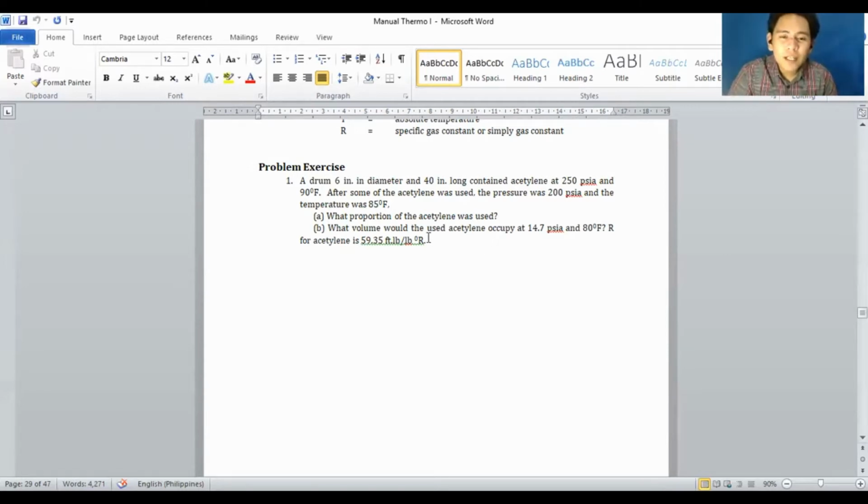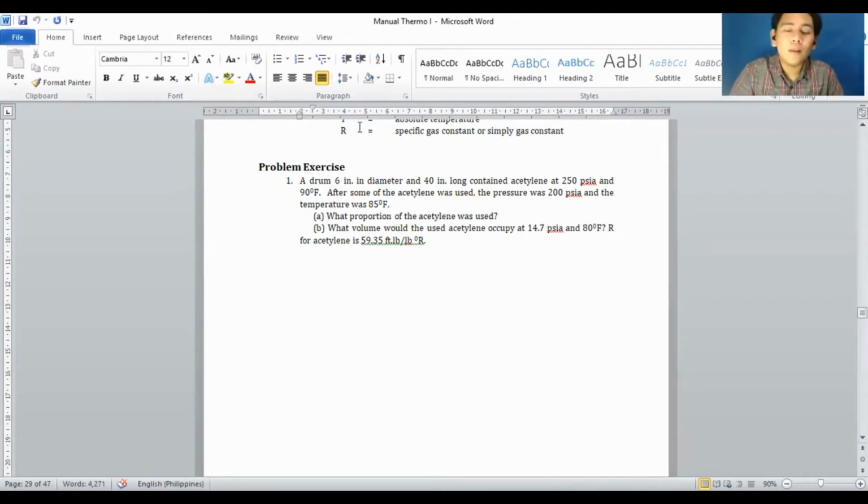So now, what are the givens? The givens are a volume, with the diameter, which is 6 inches, and 40 inches long. Then we also have a pressure 1, which is 250 psia, and temperature 1, which is 90 Fahrenheit. Next, your pressure 2, which is 200 psia, and your temperature 2, which is 85 Fahrenheit. Now, the question in letter A is what proportion of the acetylene was used?